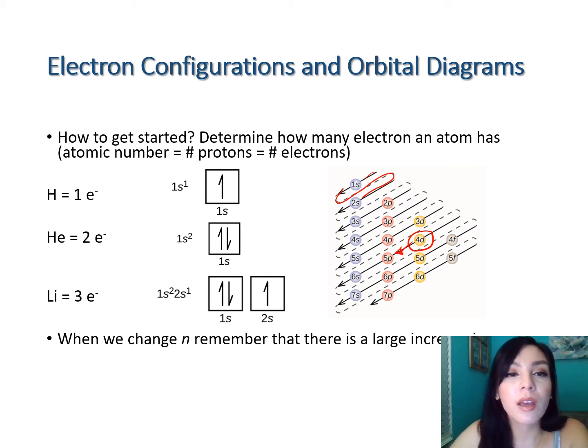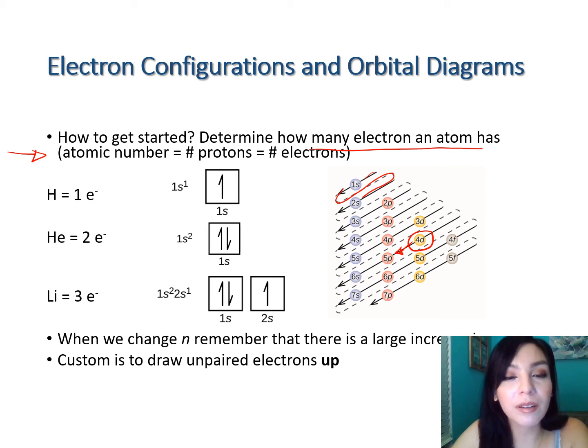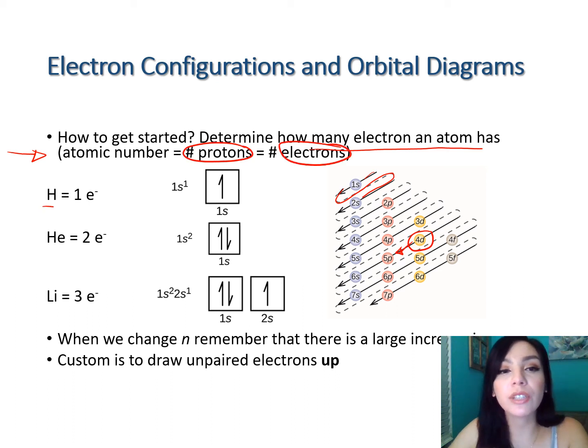So let's say I'm going to ask you about electron configurations, or to draw an orbital diagram or something, right? How do you get started? You're going to determine how many electrons an atom has, and remember, this is going back to chapter 2. The atomic number is equal to the number of protons. If nothing else is stated about the element, then you can assume that this number of protons is equal to the number of electrons. So for hydrogen, the atomic number is 1. So we can say it has 1 electron.